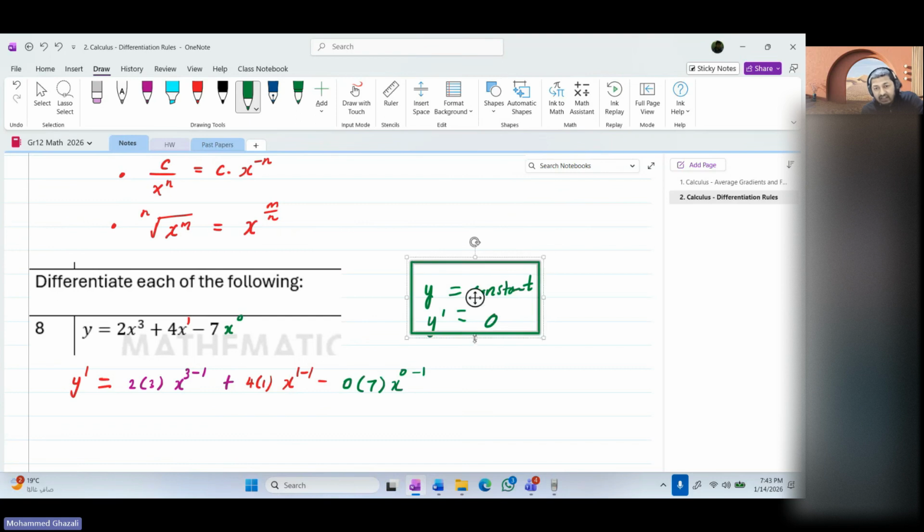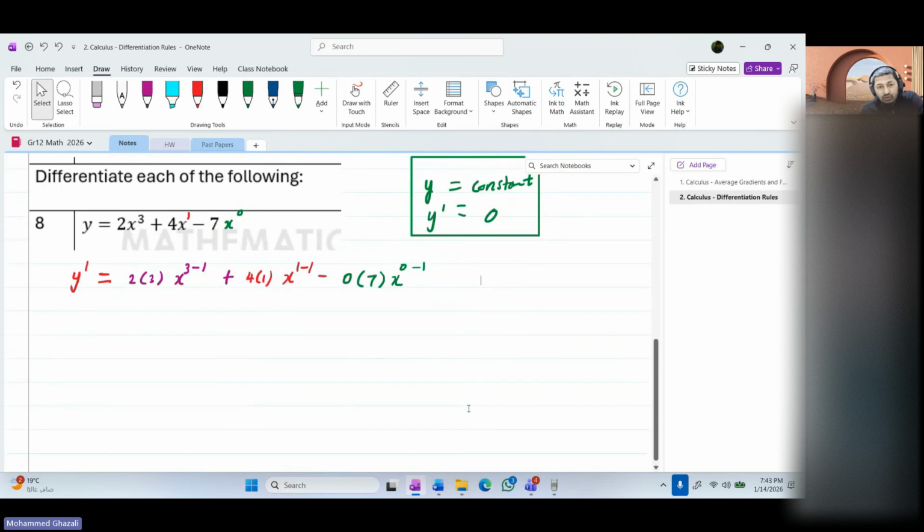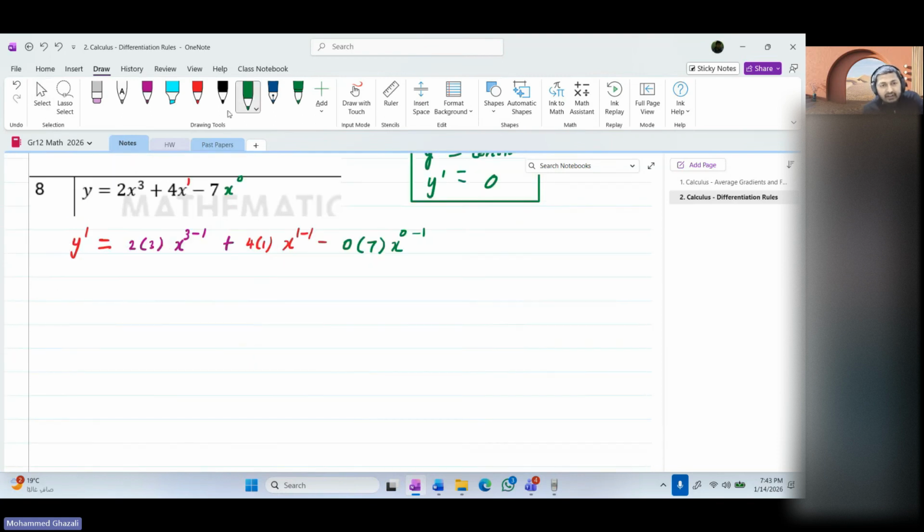And that makes sense. I will explain why that makes sense. Why is the derivative of a constant 0? After this, let us simplify, and then I'll explain why the derivative of a constant is 0. So now we know 2 times 3 is 6, x squared plus 4, x to the power 0 we can leave out because 1 minus 1 is 0. That's it. So what's my answer? The answer is 6x squared plus 4, the derivative of this function. In other words, this is the slope function. This is my slope function.